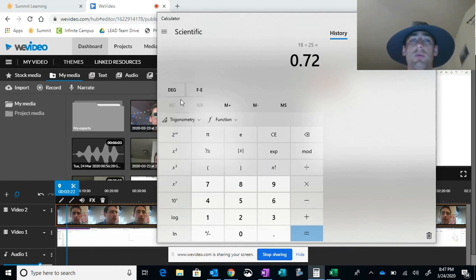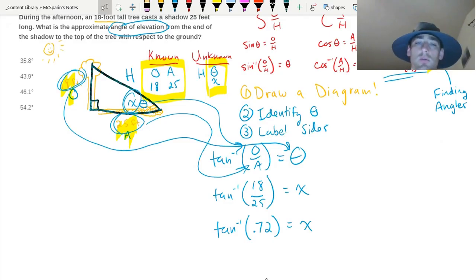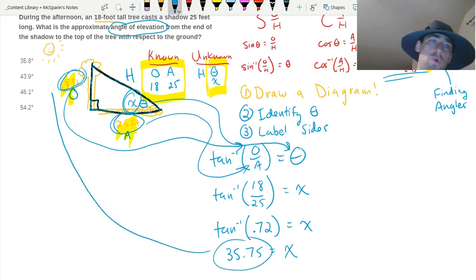Just go trigonometry. Remember, make sure that you are set to degrees, DEG. Don't change that. I need my second button to find my inverse. And I was tangent, right? Tangent, 35.75. So 35.75 equals x, and whoosh, there it is, people. 35.8 is the answer.